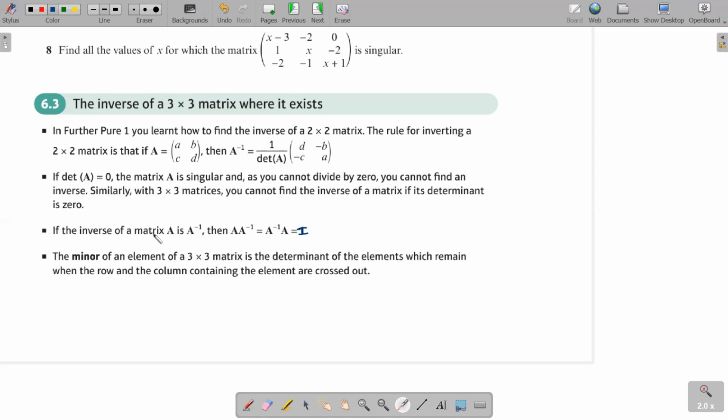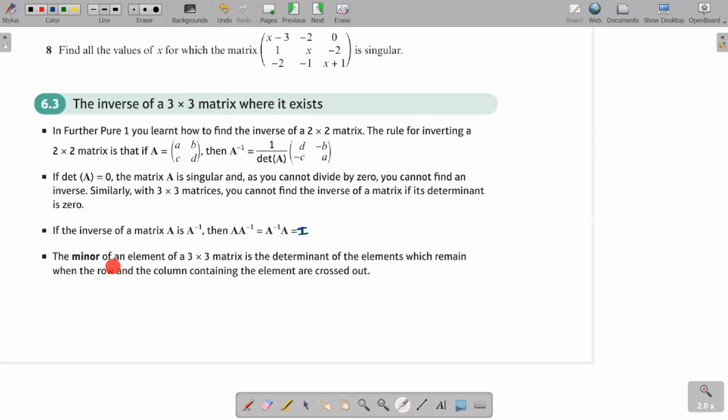The next one: when the inverse matrix exists, if you multiply the matrix with its own inverse, what do you get? You get the identity matrix. You remember this is something you learned in F1. So A times A inverse, or A inverse times A, is I.